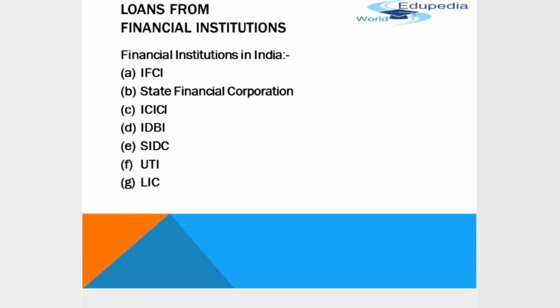It was set up in 1956 to mobilize the community's savings in the form of insurance premium and to make it available to industrial concerns in the form of direct loans. So these are the financial institutions in India set up by the government and state governments.